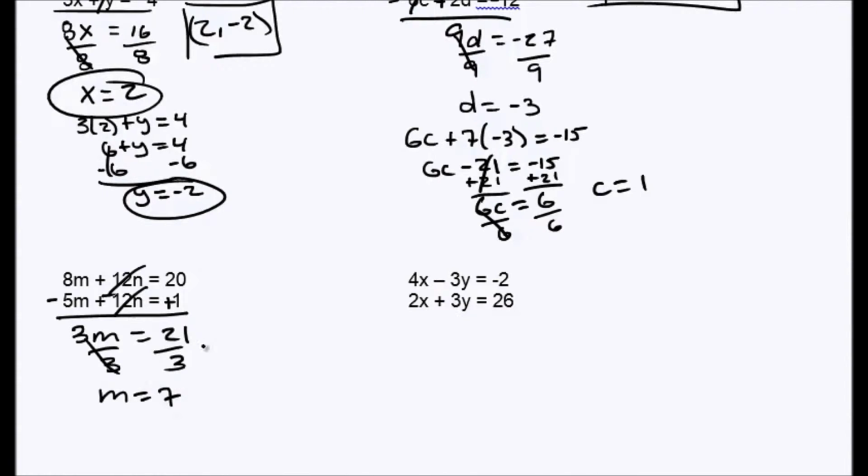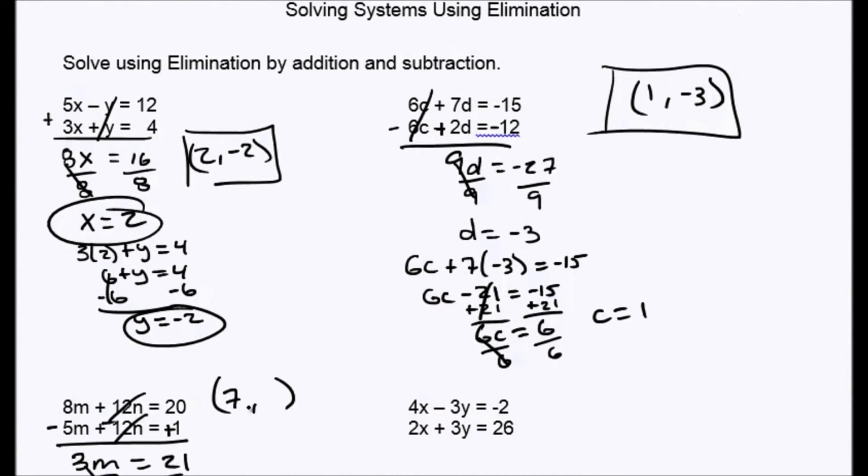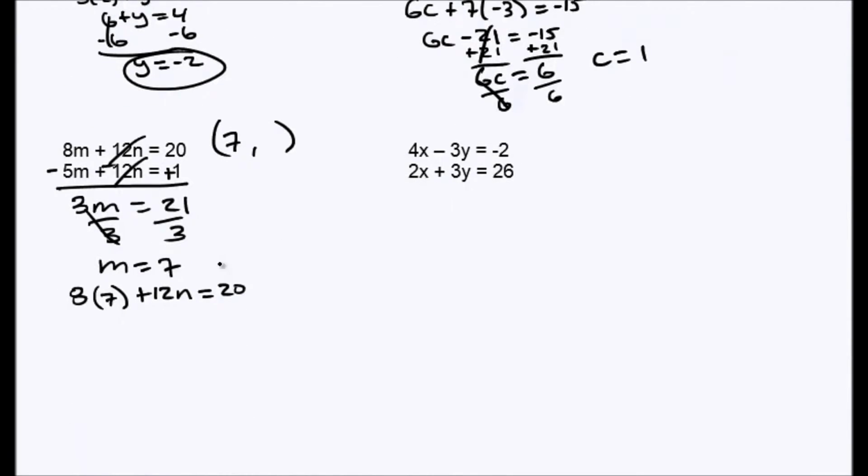Now that I found my m, which goes first, I've got to find my other coordinate. Plug it into the first equation. So instead of 8m, it becomes 8 times 7 plus 12n equals 20. Let me make some room. Okay. 8 times 7 is 56 plus 12n equals 20. Subtract 56 from both sides. So 12n equals 20 minus 56.